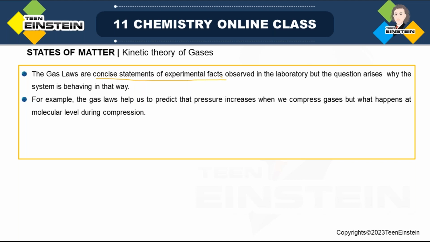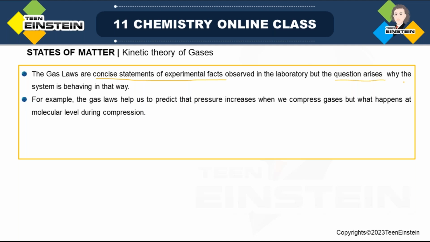We have also seen the graphical representation that is observed in the laboratory, and though we have done it from experimental observation, a question may arise: why is the system behaving in that way? And remember, all the gas laws that we have learned are applicable for any general gas. It has to be behaving ideally, that is the condition, but you can apply it for any gas. It is not restricted to any particular gas.